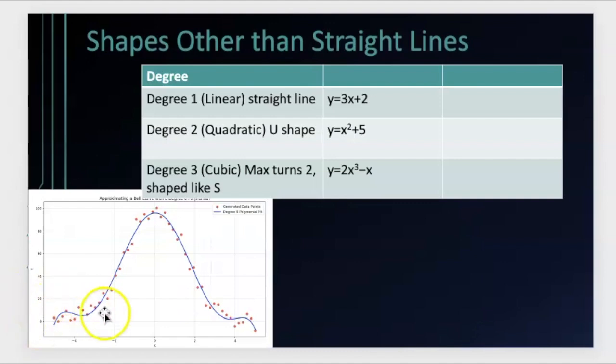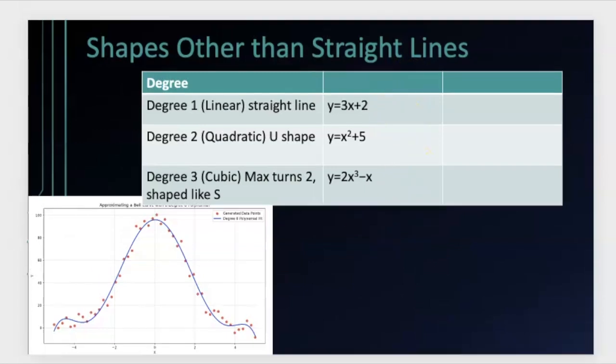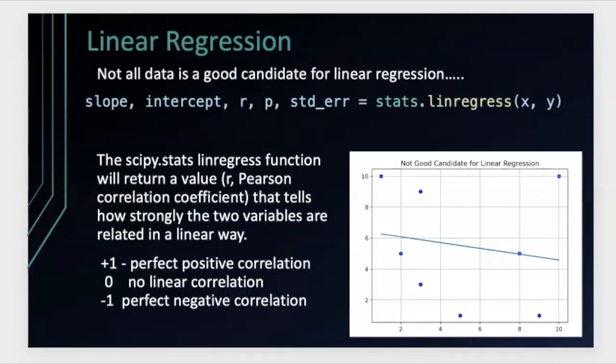You could have a crazy shape like this. There may be a different equation to describe the line. It may be a linear, a quadratic, a cubic equation, or something else. There may be some data that is just really not a good fit for using this linear regression model, and you'll have to find a different tool in your toolbox.